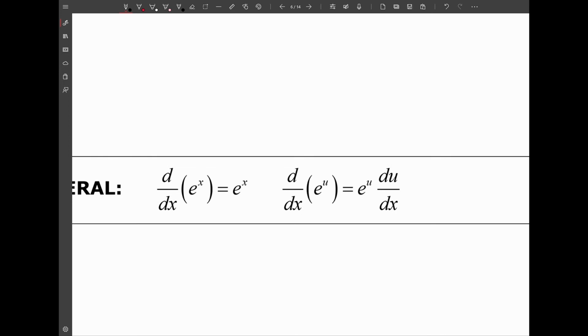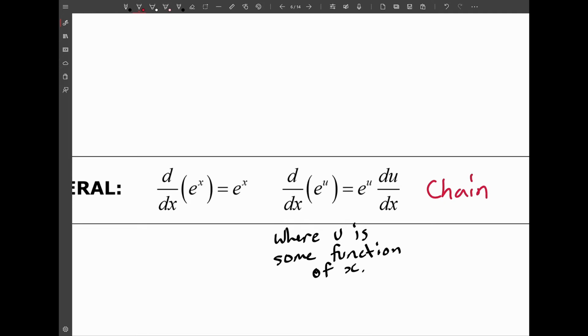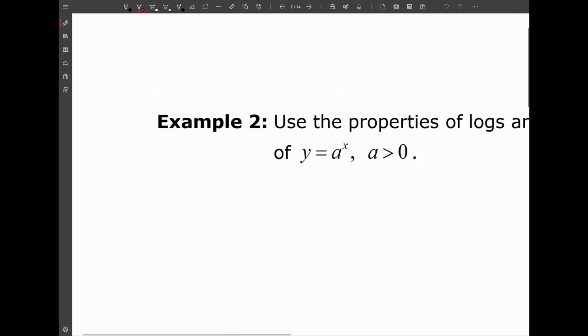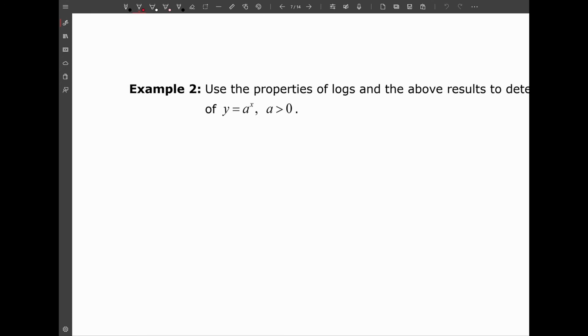And the derivative with respect to x of e to the u, where u is some function of x, right? It's something else, is just e to the u times du dx. That's just chain rule, right? So we just take the derivative of that interior function u. Okay, so let's try this. Let's see what we can do with this knowledge.